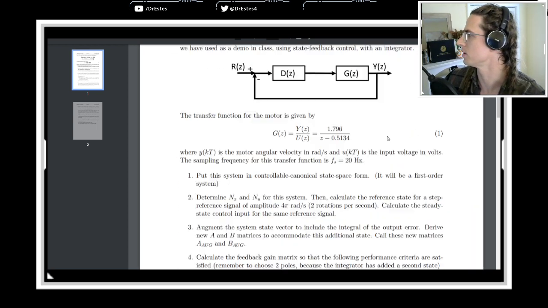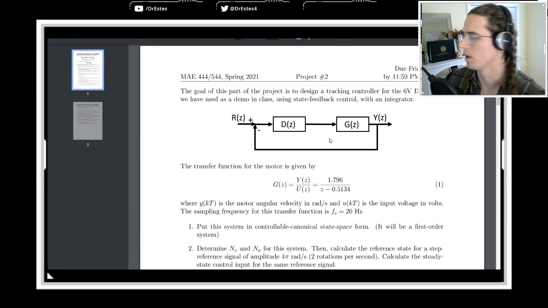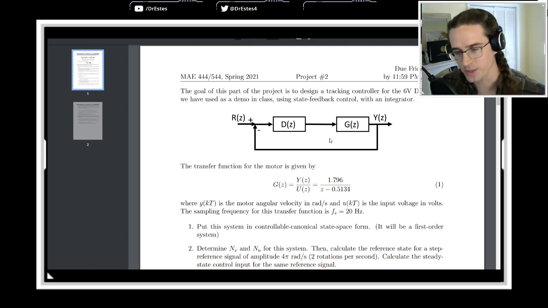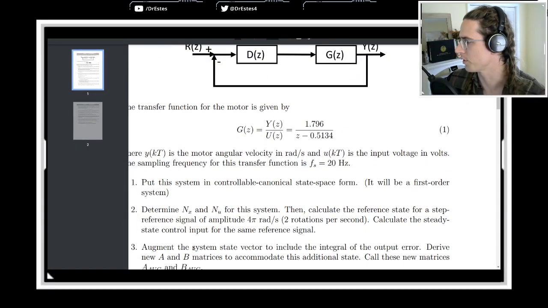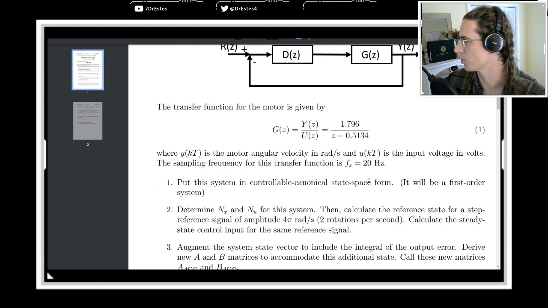Okay, let me just show it to you really quick. This looks very similar to Project 1, where we have the same system. It's that 6-volt motor. Not a grad student, but I'll third it. Okay. So the sampling frequency is the same, the definition of the input and the output is the same. So look at this. The first thing, put this in controllable canonical state space form. That's going to be easy peasy.